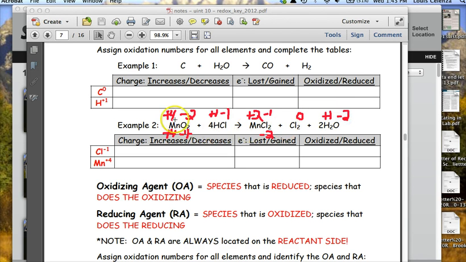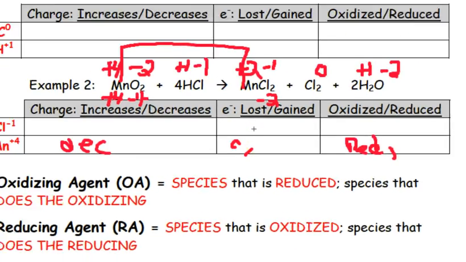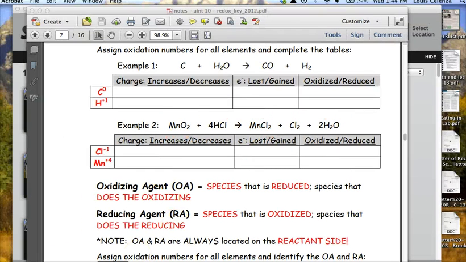So let's go through this. So the manganese went from +4 down to a +2. So the charge decreased. So that is reduction. And we know reduction is the gain. So again, we know that this decrease, I'm just going to write a D, DEC, and that means it's reduction.